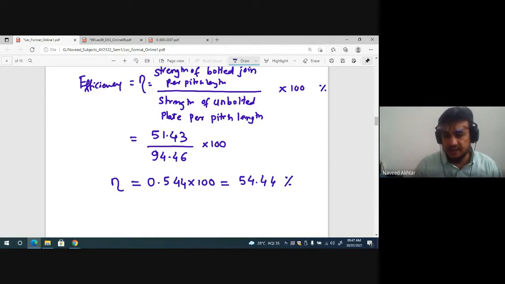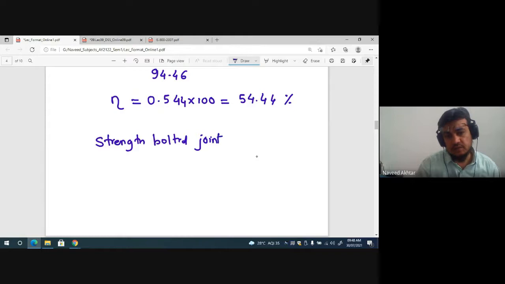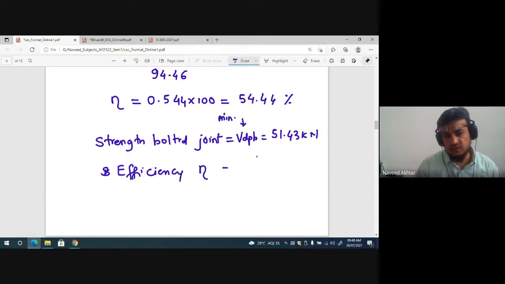So in the example you were asked only two values: the strength of the bolted joint, which is the minimum value in the above calculation, that is 51.43 kilonewton, and the efficiency, that is eta, equal to 54.44%.